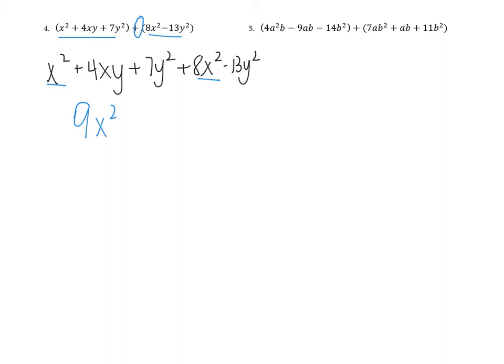Then we've got 4xy. I'm going to go ahead and cross out these terms that I've already used. 4xy. Is there another term in here that just has x's and y's? There is not, so we're just going to write that one down. Okay, use that term now.